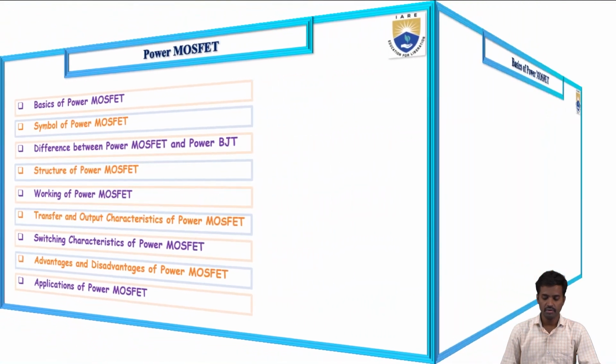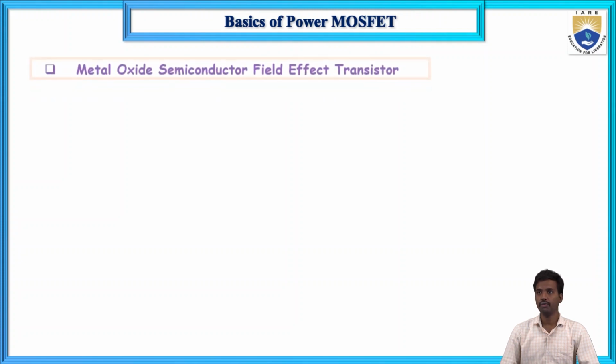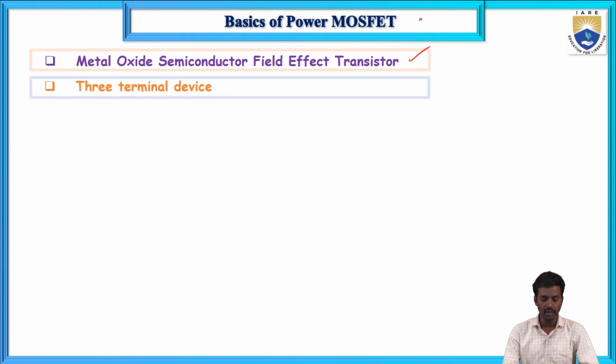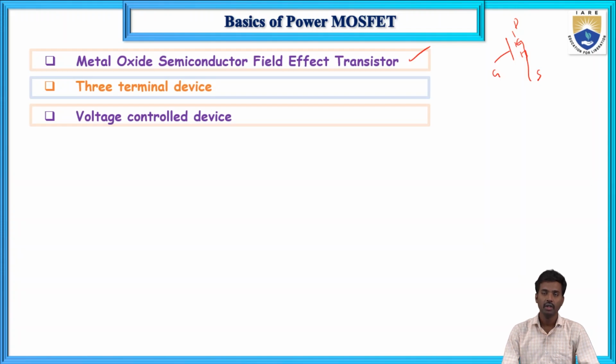So now here, the basics of power MOSFET. What do you mean by power MOSFET? The full name for power MOSFET is metal oxide semiconductor field effect transistor. It is a 3-terminal device. So this is gate, drain, and next source, 3 terminals.